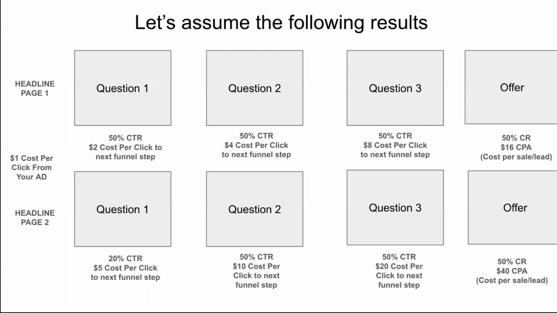So that's a $4 cost per click to get to the third page. Once again, we're just assuming simple math: 50% click-through rate, $8 to get to the offer page, 50% conversion rate, which would be great. $16 cost per acquisition, right?